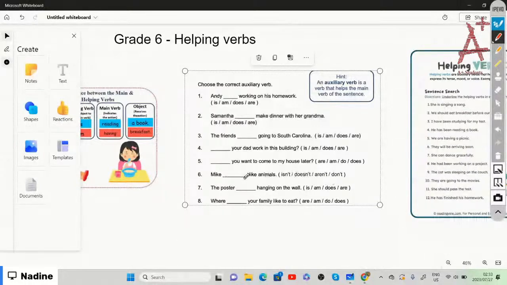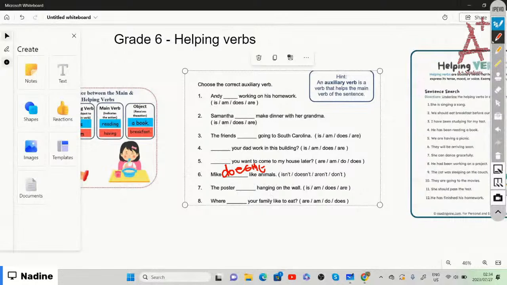We need to choose the correct auxiliary verb or helping verb in order to complete the sentence. So we can't say isn't like animals. So it's either Mike doesn't like animals or Mike don't like animals. Right? Or he does not like animals. So we can either say Mike doesn't like animals or Mike don't like animals. Let's just go with Mike doesn't like animals. So either doesn't or don't.